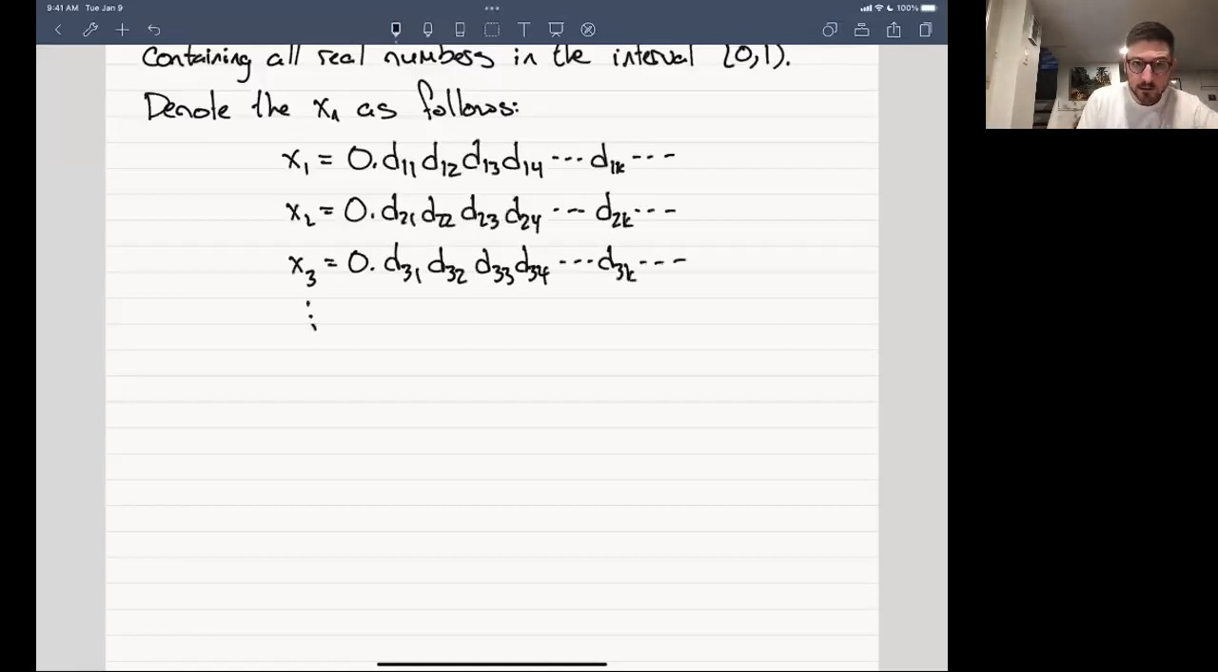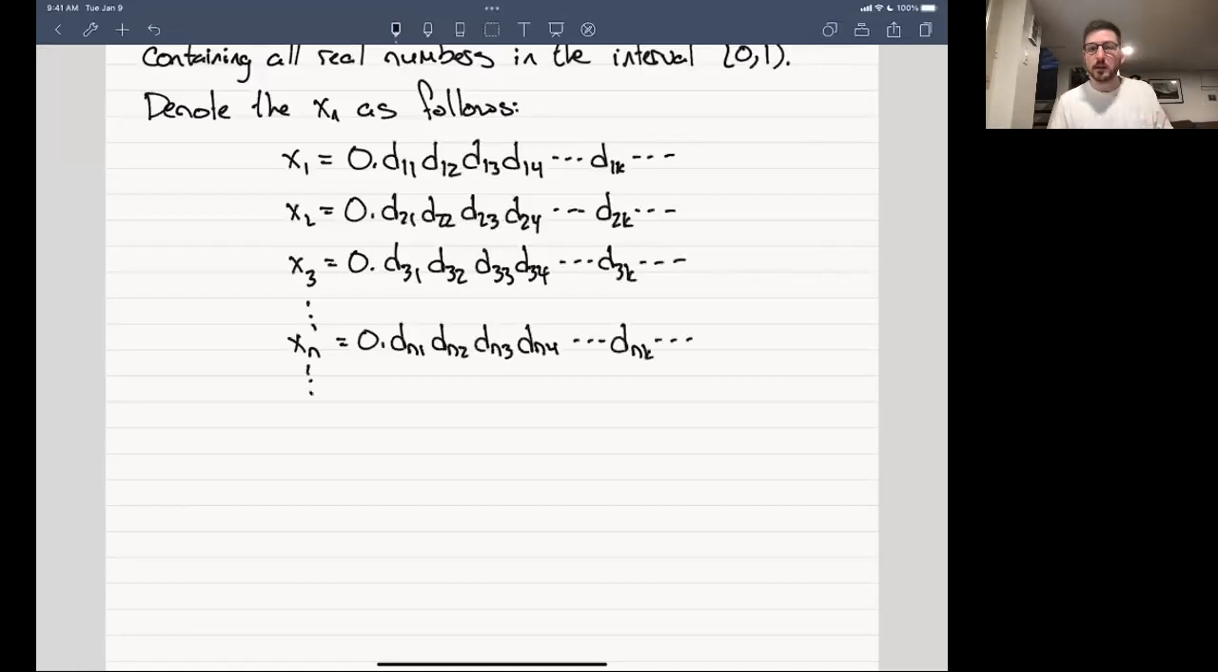And what you can see is that this is sort of starting to look like a little matrix again. So dn1, dn2, dn3, dn4, dnk, and so on. Okay, so I've listed every single element of my subsequence of all the real numbers between 0 and 1 listed as a sequence. All I did is I said, okay, they exist, put them in this sequence. Let me write them out. I don't care what the d's actually are. They're just numbers between 0 and 9.